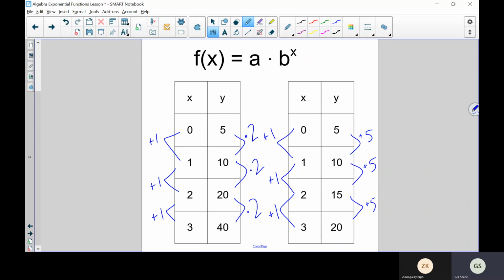If the pattern in the y values is based on addition, then what? Nobody can tell, nobody can read my mind.